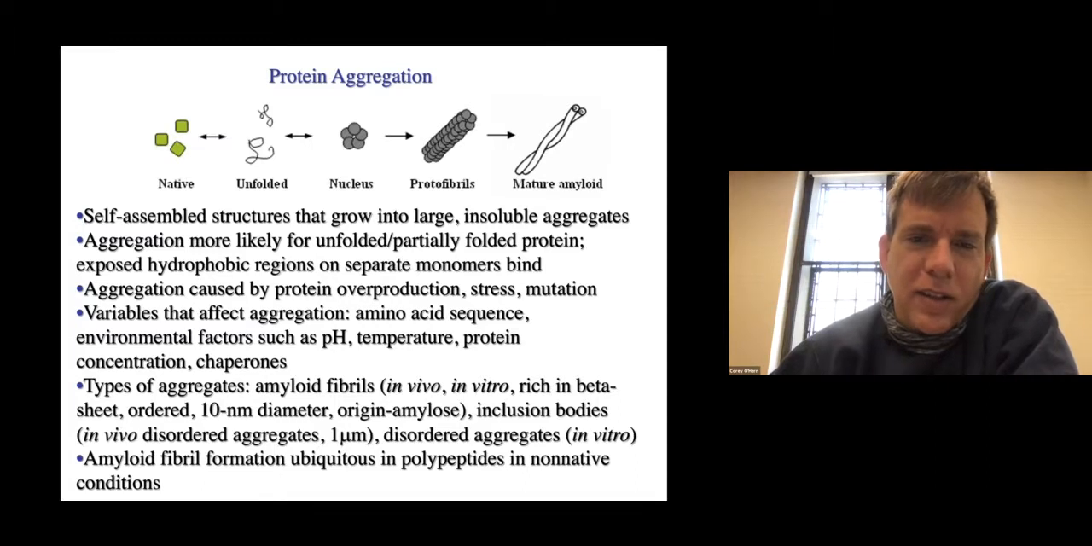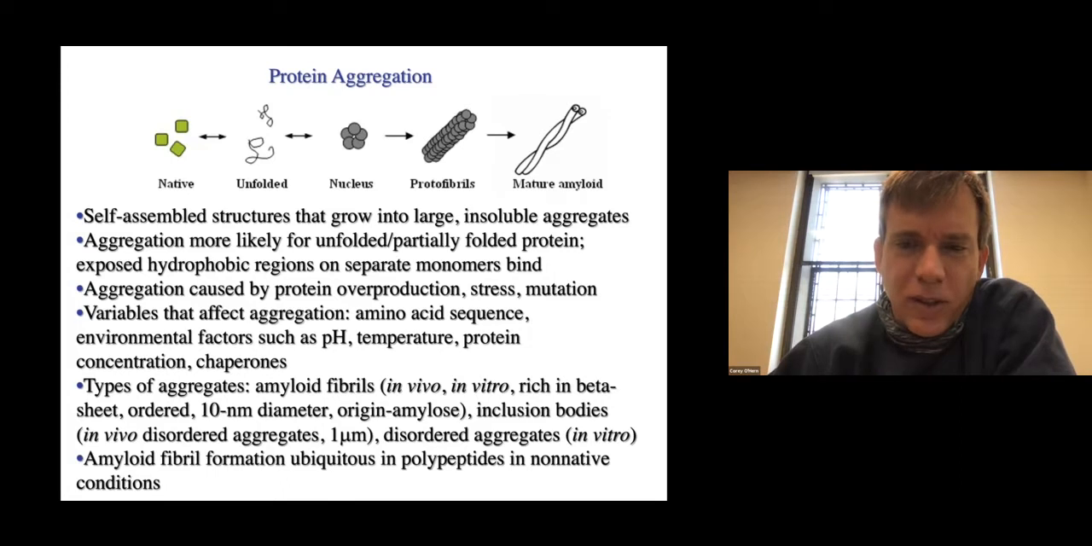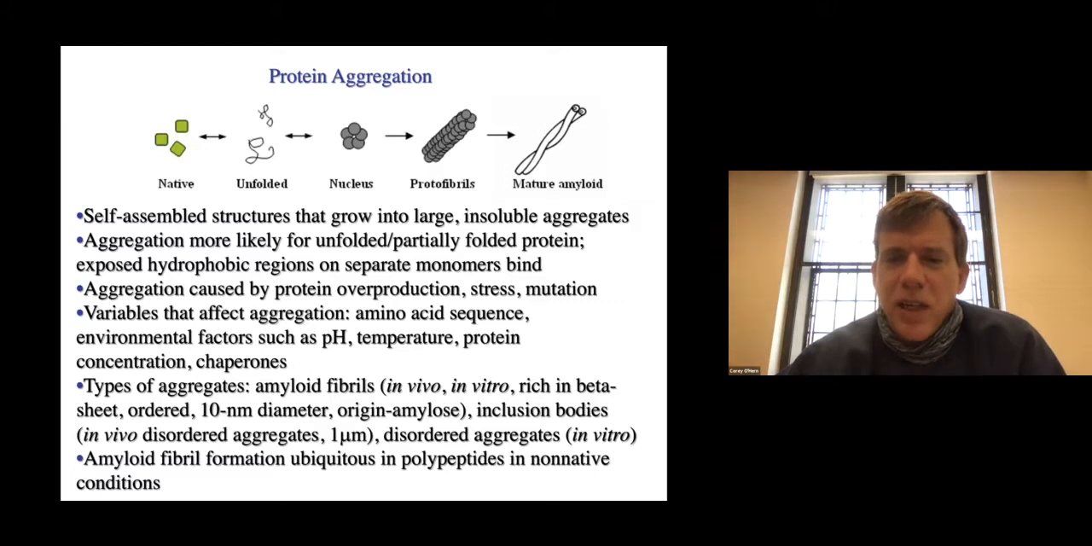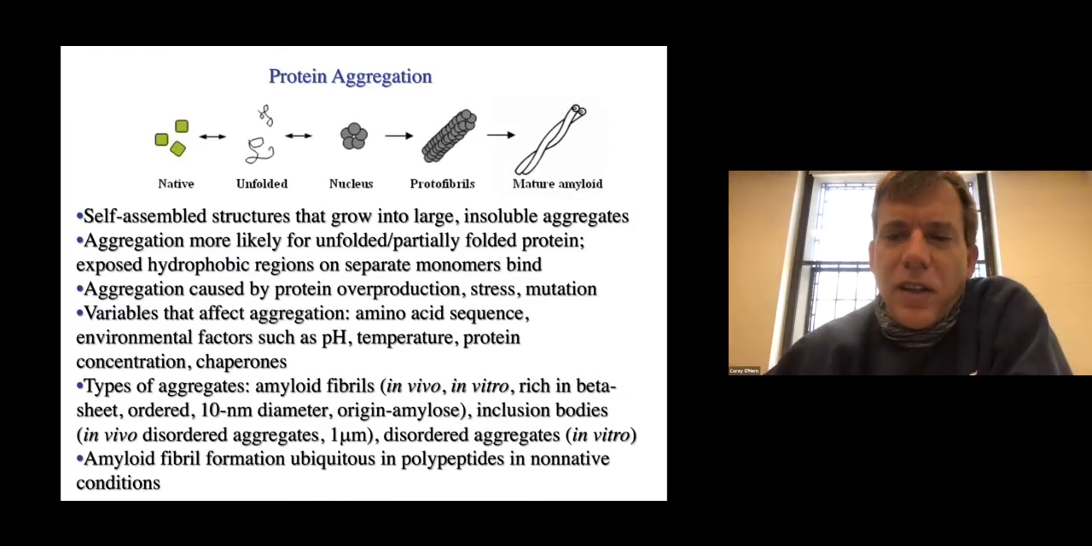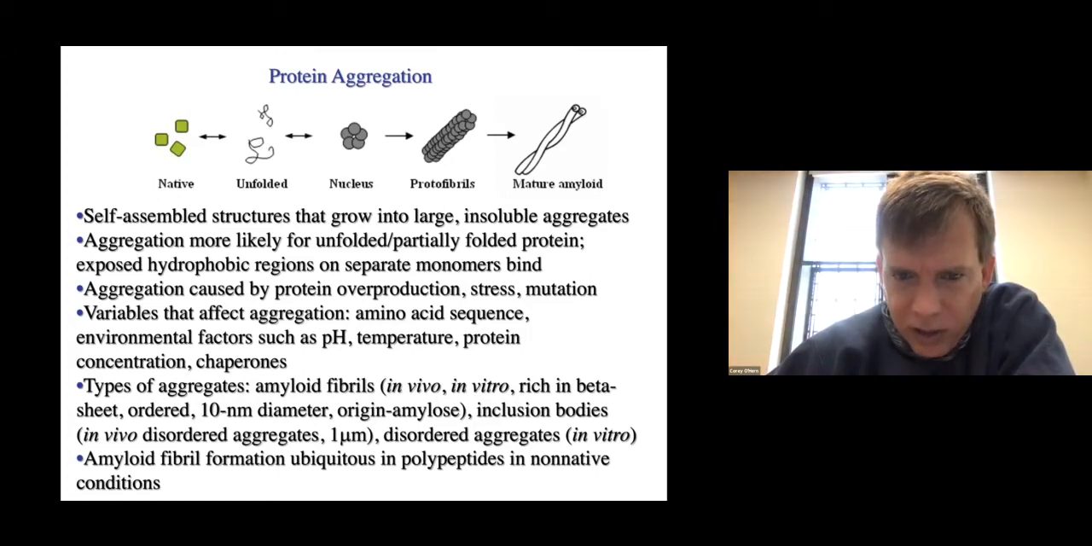Some of the reasons why proteins would be transiently unfolded could be that particular amino acid sequences don't lead to very stable folds. But you can also get unfolded structures by varying the pH, the temperature, the solvent conditions, and other aspects.